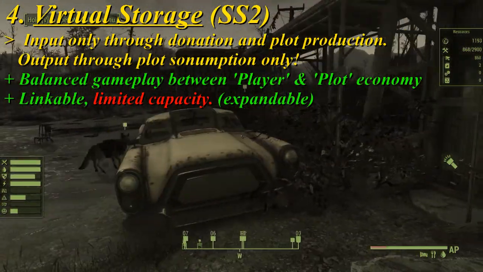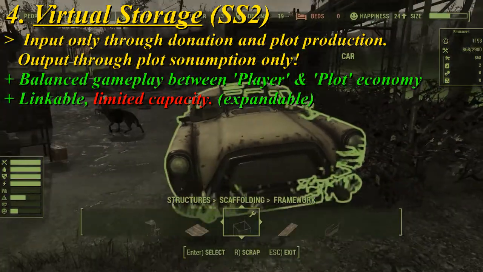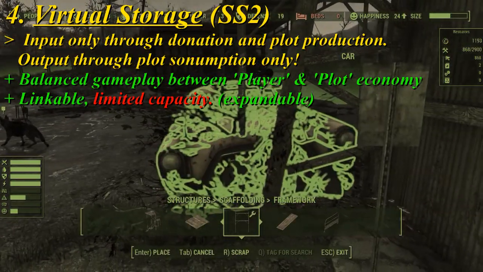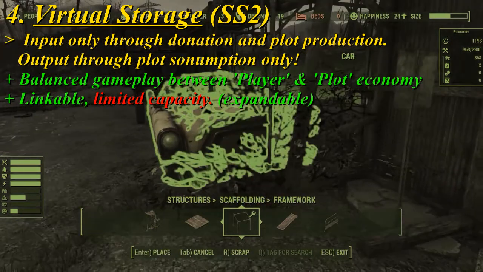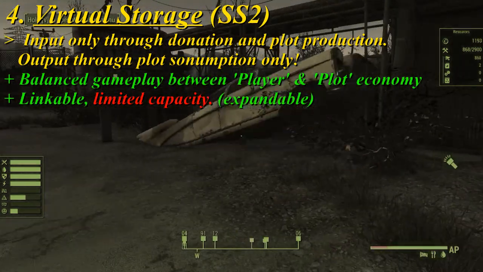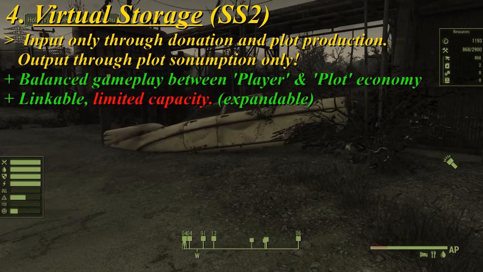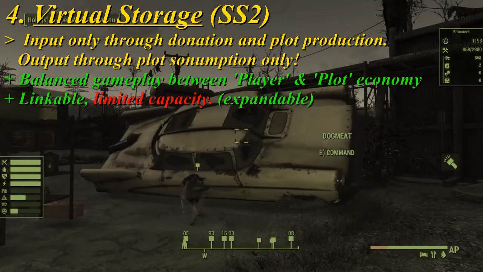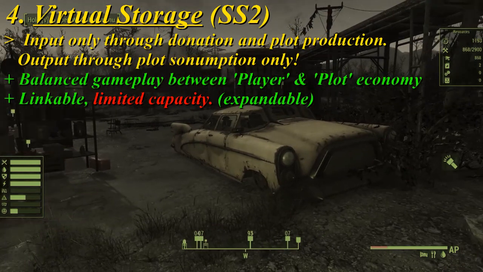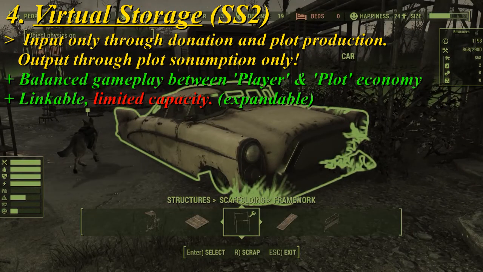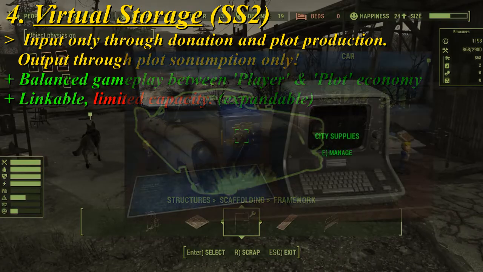You can, however, even when you have your workbench and your personal inventory locked off from upkeep costs, still add items into this virtual storage. But those items, as I said, cannot be removed by yourself, only by Sim Settlement plots. So how do you add items into the virtual storage? You can do that with your manager's desk.